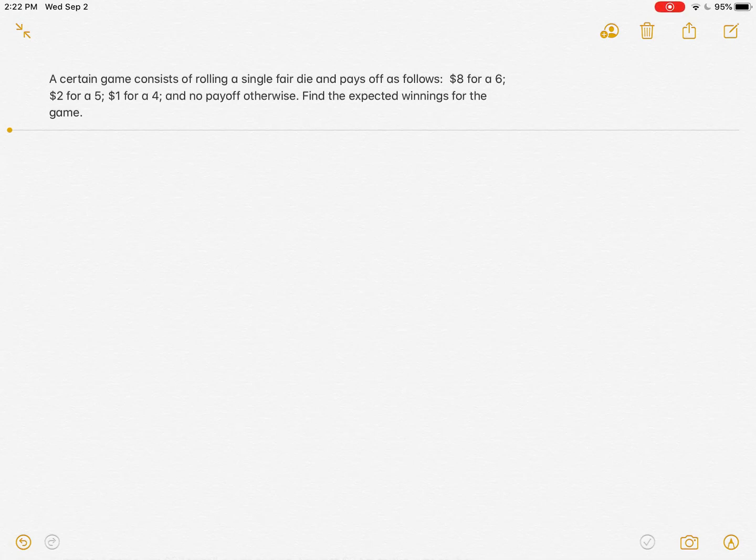All right, here's our next 11.5 example, and I got this one straight from the homework. It's talking about a game that consists of rolling a single die, and it pays off as follows: $8 for a 6, $2 for a 5, $1 for a 4, and no payoff otherwise. Find the expected winnings of the game. Okay, the expected winnings and expected value are always the same. We're going to take the sum of the x times the p of x.